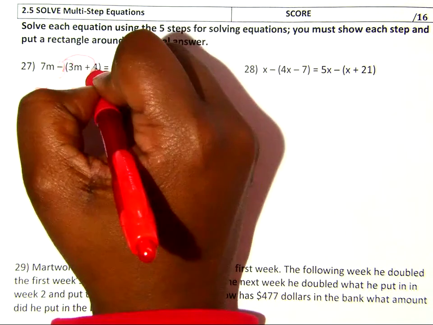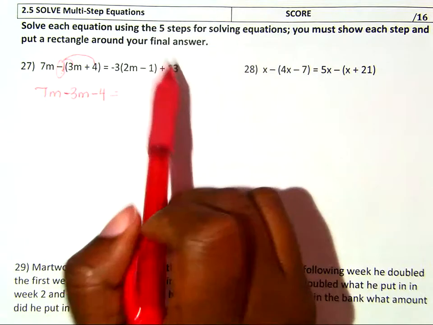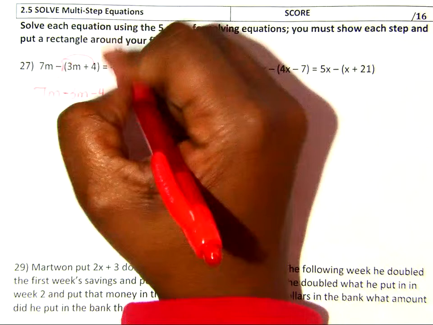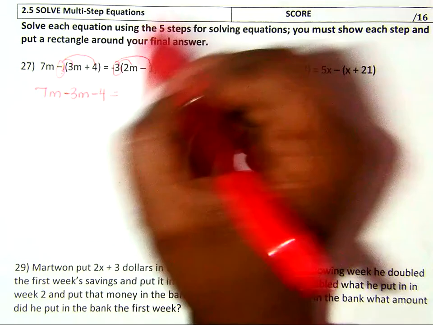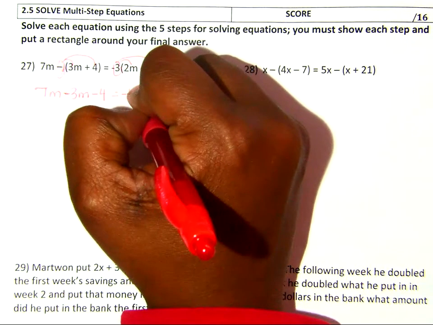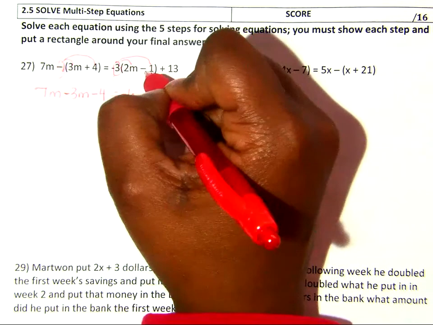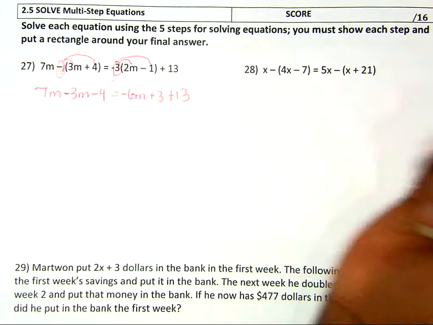Equals, can I distribute on this side? Yes, I got a -3 here, and I want to distribute it here. So -3 times 2m is -6m. -3 times a -1 is a +3. And then I bring down my plus 13. Yay, we finally distributed. Can I combine?